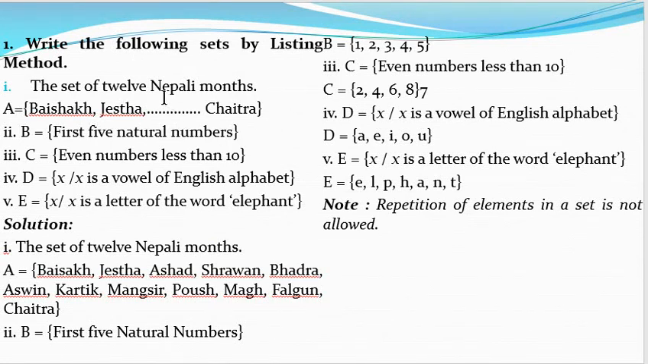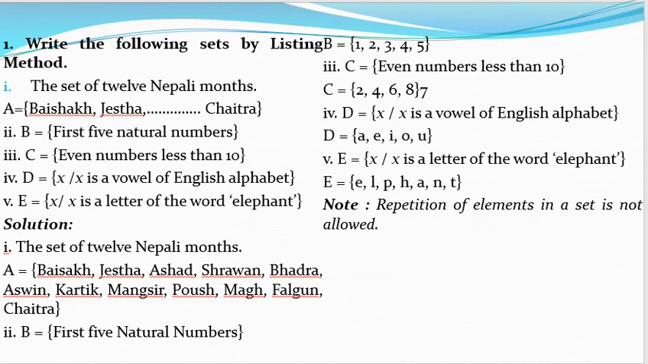Okay, so here are some examples I just want to show you. Write the following set by the listing method. Listing method means we have to write the name of each element, no? Look, the question is saying the set of 12 Nepali months. Nepali months start from Baisakh, Jestha, Asar, Sawan, Bhadra, Aswin, Kartik, Mangshir, Poush, Magh, Phagun, Chaitra. So all that we will write here.